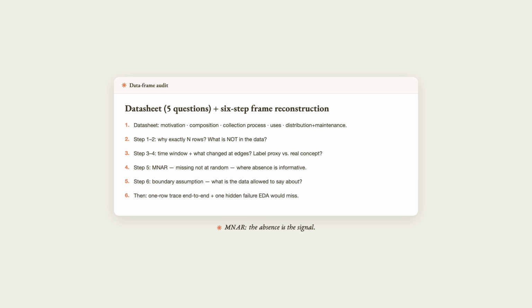Step 3, what is the time window and what changed at its edges? Step 4, what label proxy did you use and what real concept does it approximate? Step 5, where is the data MNAR? Missing not at random, where the absence itself is informative.